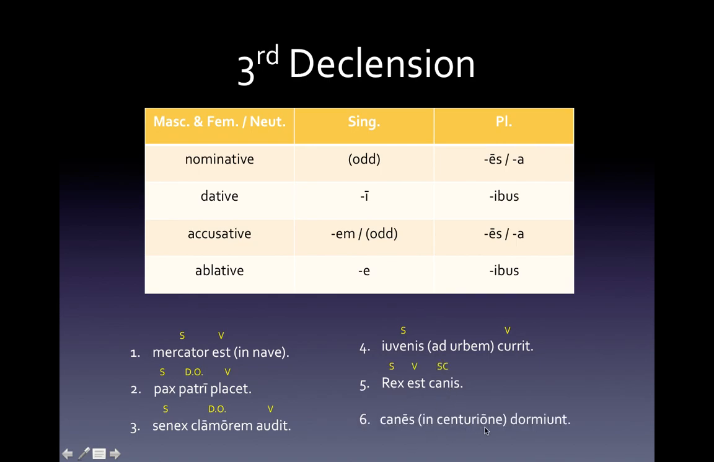Canes in centurione dormiunt. Canes is our subject, dormiunt is our verb. Now canes, this es here, could be nominative or accusative in form, but once you go to translate it, you would realize it doesn't make any sense as the direct object. Also, another clue, our verb is plural, so it needs a plural subject, therefore it makes sense for this to be the plural. The dogs are sleeping on the centurion.